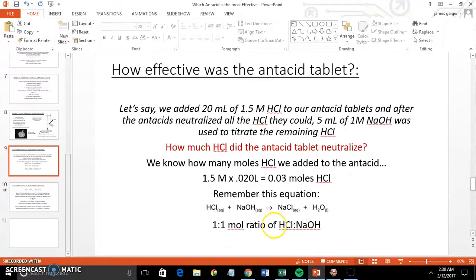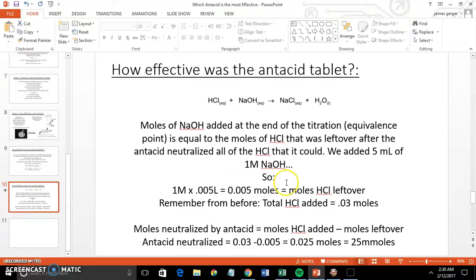So right here, we added 0.03 moles of HCl to the beaker, right? This is our total amount of HCl that we added to the antacid tablets. And over here, based on how much sodium hydroxide we added to the beaker when we were titrating, this tells us how much is left over, right?